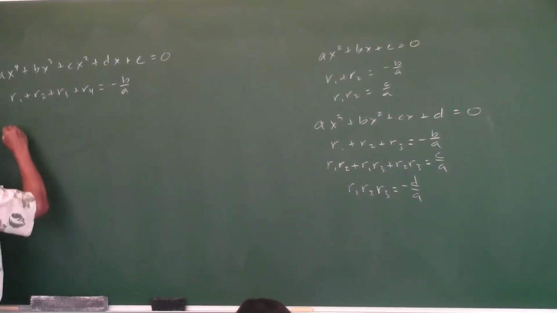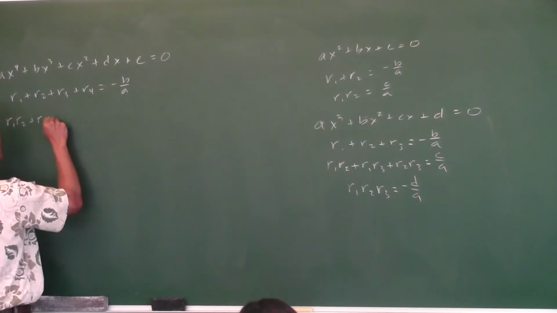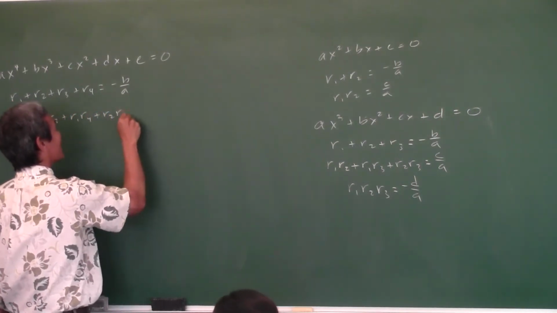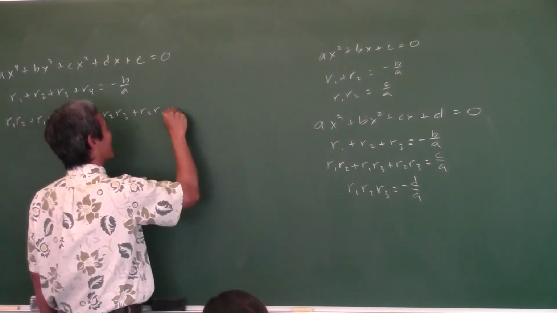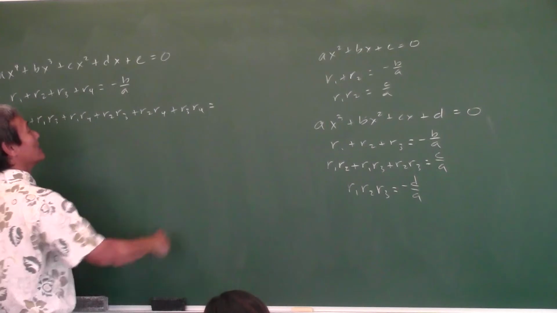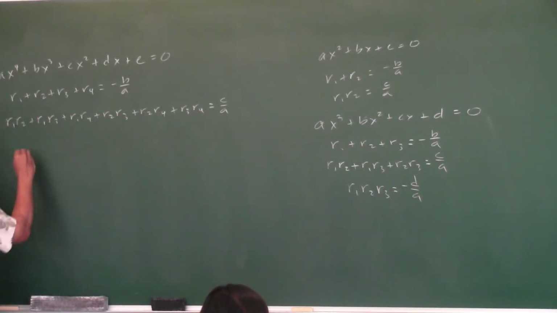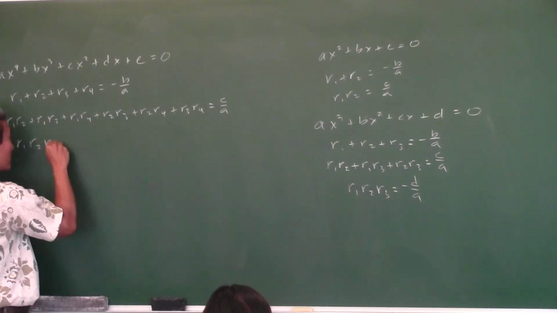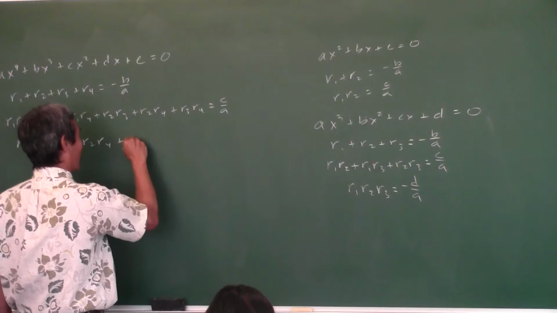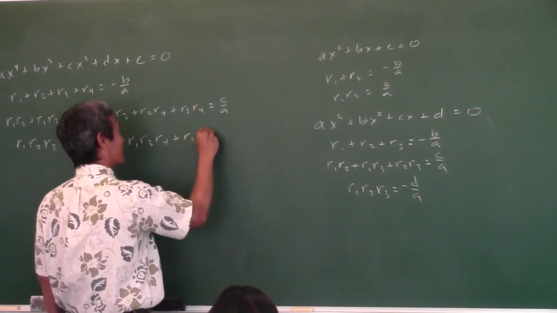Yes. If I multiply them 2 at a time, R1 times R2, and then R1 times R3, and then R1 times R4, and then R2 times R3, and then R2 times R4, and then R3 times R4, you will always get c over a. If I multiply them 3 at a time, R1 times R2 times R3, plus R1 times R2 times R4, plus R1 times R3 times R4, and then R2 times R3 times R4.